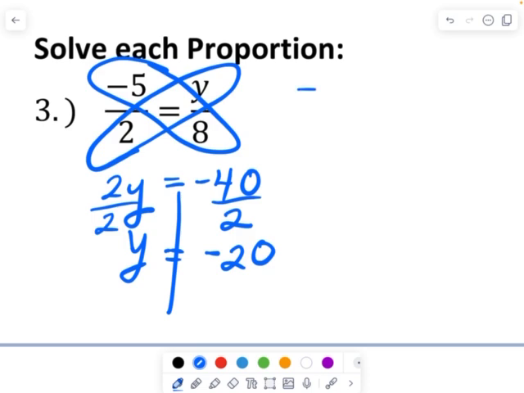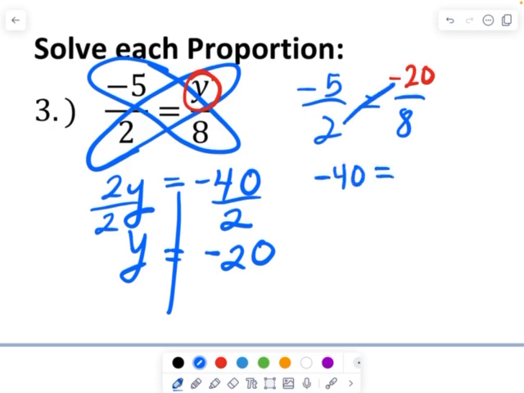So how we can check it if we'd like to, or to prove that this cross multiplication does work, is that if we were to plug in -20 in for that y, let's cross multiply, and we should get the same answer. So 2 times -20 is -40, and -5 times 8 is -40. This is why cross multiplication works.